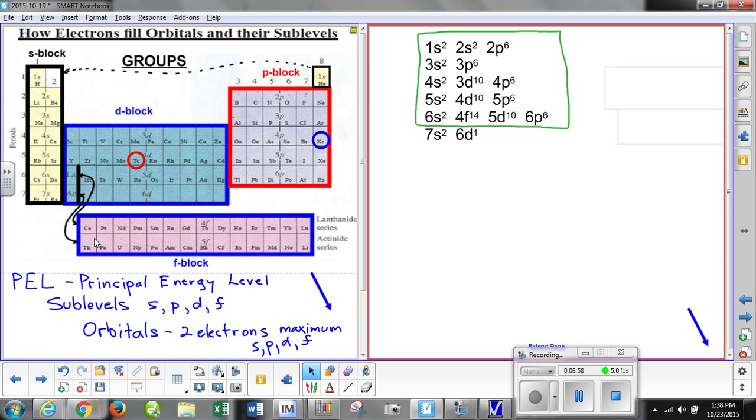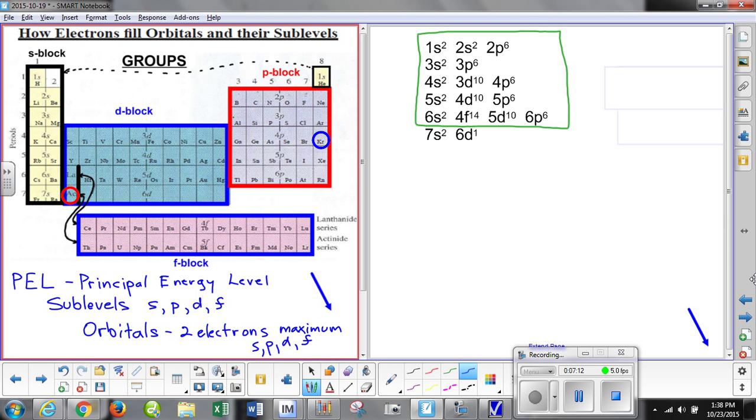Okay, so what am I doing? I'm doing the electron configuration for actinium. So, just like always, like you did on your little chart that I had you use last night, we're going to put the element. So the element is actinium, and what's the number for actinium? 89. Okay, so we got 89 for actinium.